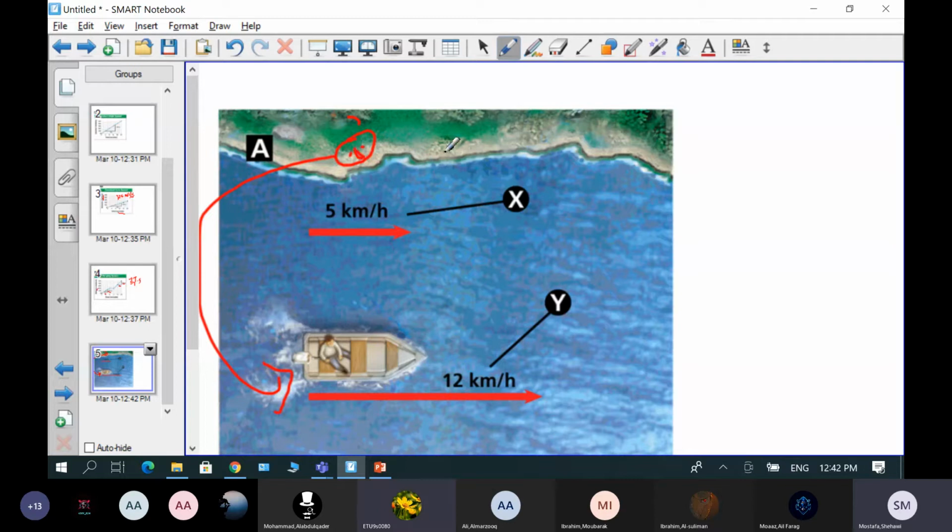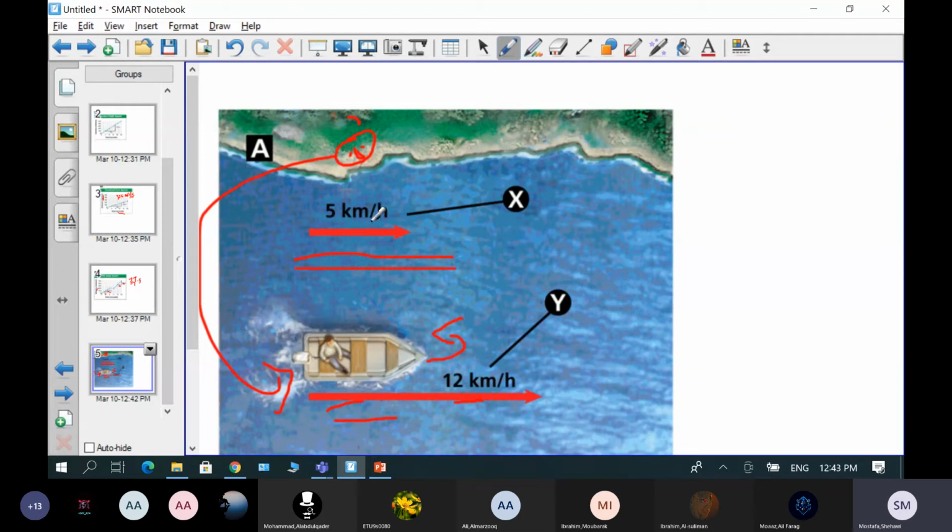I forgot, Mr. Here the water stream is moving by 5 kilometers per hour, and the boat is moving by 12 kilometers per hour relative to the water itself. So what do we have to do? What is the relative speed of the boat relative to this one? Okay, minus, 12 minus 5. No, not minus, Muhammad, because the water is moving by 5.